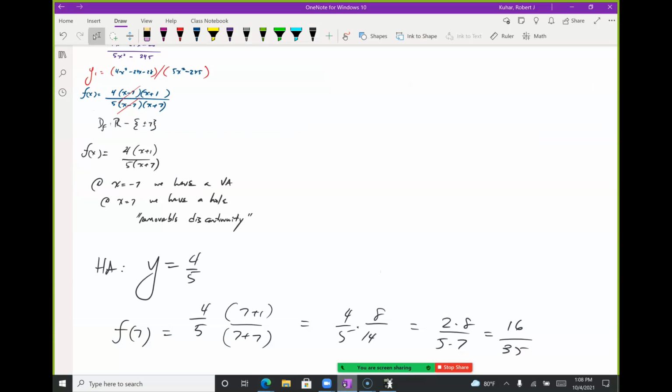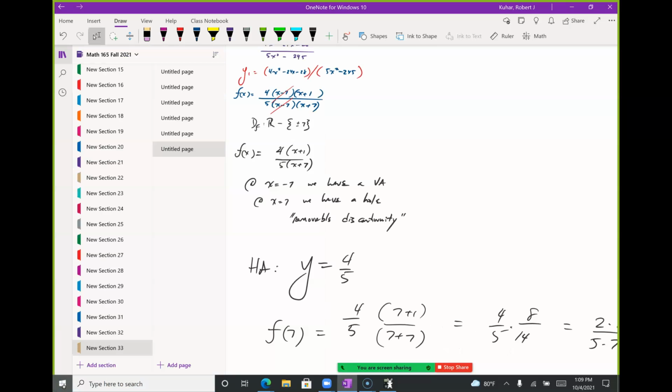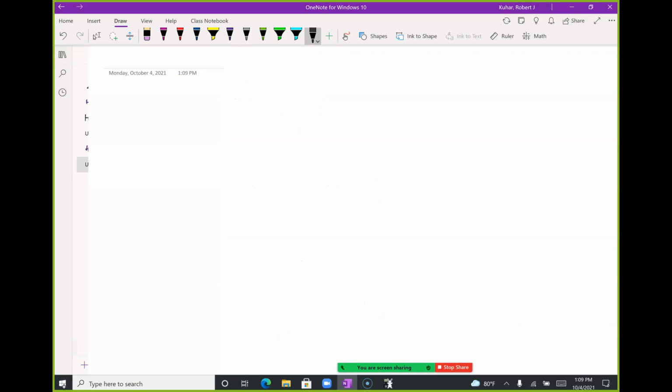So this is almost our last thing to talk about, obliques. But then we'll take a quick look at some of the 4.5 homework. So this is homework 17, number 7. And we're talking about an oblique asymptote.